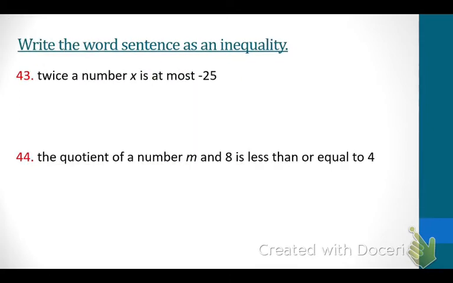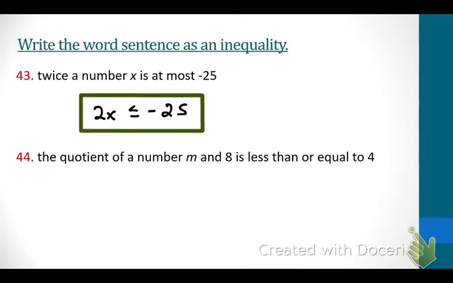Who would like to do 43 for me? All right, Gerard, go ahead. Twice a number x is at most negative 25. 2x is less than or equal to negative 25. You are correct, okay? Now, a lot of people have a hard time when they see this word at most. If you want to, you can go to 4.4, memorize it in your head. At most is always going to be less than or equal to. But just think, the most it can be is this, which means everything else has to be less than that.